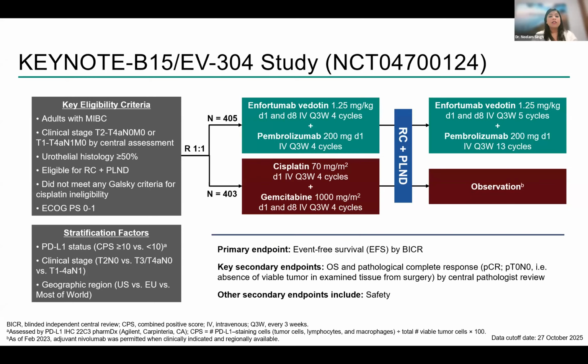In KEYNOTE-B15, the eligibility criteria were adults with muscle invasive bladder cancer with stage T2 to T4, and T1 to T4 with node positive, with urothelial histology. They were randomized 1:1. In the first arm, there were 405 patients with enfortumab plus pembro, and the other arm was gemcis. Post-surgery, they received enfortumab 1.25 mg per kg for 5 cycles, with pembro for around 13 cycles, and the second arm post surgery was observation. The primary endpoint was event-free survival, with key secondary endpoints being overall survival and pathological complete response.